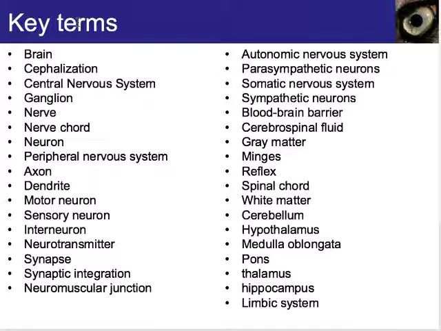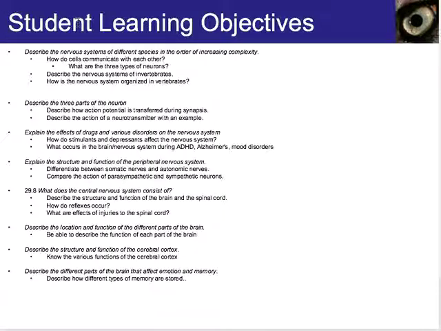These are all your key terms for this chapter. And if you do choose to make a study guide, this is how you should make your study guides. You should be able to tell me, how do cells communicate with each other? What are the 3 types of neurons? Can you describe the nervous system in invertebrates? How is the nervous system organized in vertebrates? Can you describe the 3 parts of the neurons? Can you explain the effects of drugs and various disorders on the nervous system? How do stimulants and depressants affect the nervous system? And what occurs to the brain and nervous system during ADHD, Alzheimer's, and mood disorders?